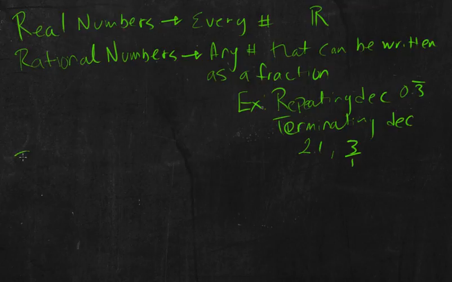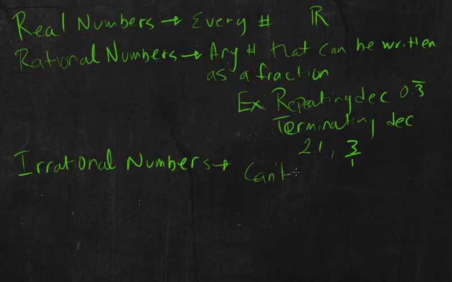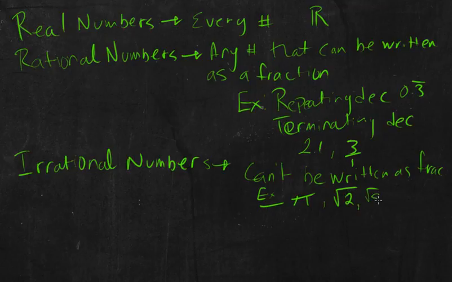So the other type, in contrast with rational numbers, are irrational numbers. And of course, if a rational number is anything that can be written as a fraction, irrational is can't be written as a fraction. So the best example that can't be written as a fraction is pi. Another example would be root 2, root 5, any non-perfect square.